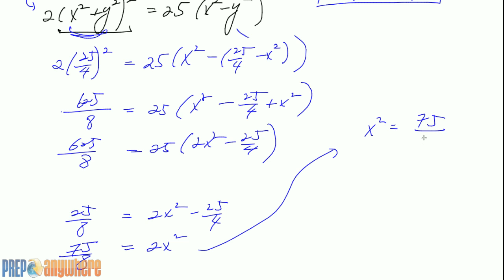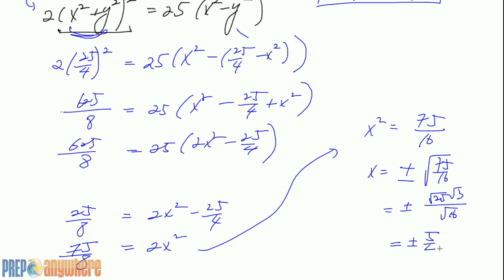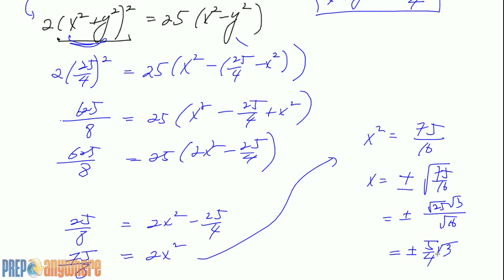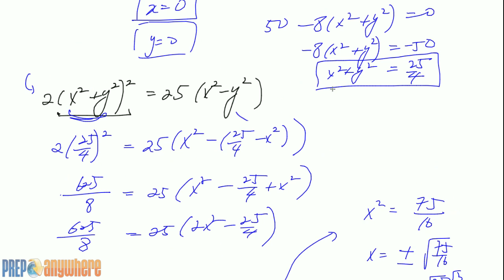So x is going to be plus or minus the root of 75 over 16, which is root 25 root 3 over root 16. So it's 5 over 4 root 3. We found two x values, 5 root 3 over 4 and minus 5 root 3 over 4. So how do you find the y value? It has to satisfy this equation here. So y squared is equal to 25 over 4 minus x squared.